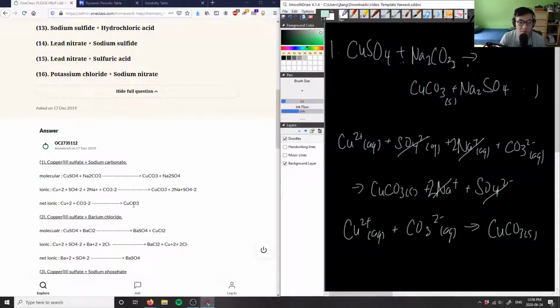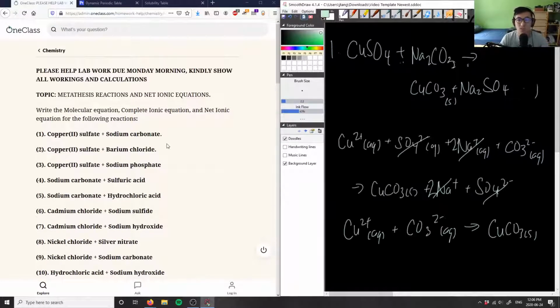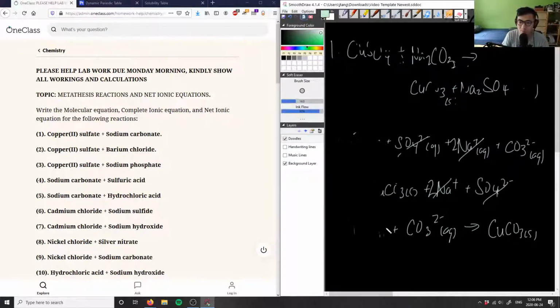And the net ionic equation, we get copper 2+ and the carbonate ion, CO3 2-, which will give us CuCO3. So this is the correct answer for number 1. So this solution is correct. So let's do one more problem with this. So let me just erase these here, and we will do one more of these problems just to reinforce the concept here.